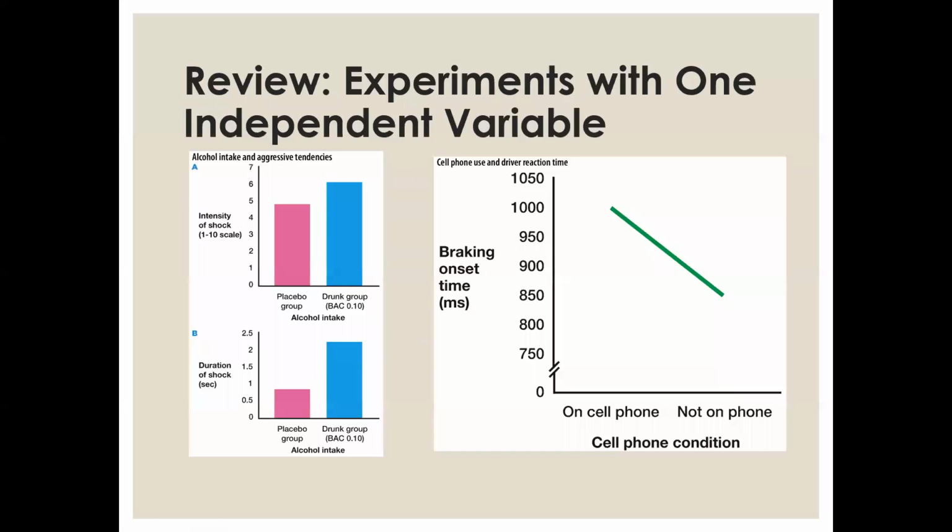All right, so let's take a quick review as to what is an experiment with one independent variable. So this is from your textbook. They talk about this idea of, are people angry drunks, right? Do they show aggression when they're drunk? So the placebo group, which is this one right here, the pink column, they ended up drinking orange juice with a very small amount of vodka in it. And the alcohol group, as a comparison, drank enough vodka to reach a 0.10 blood alcohol concentration.